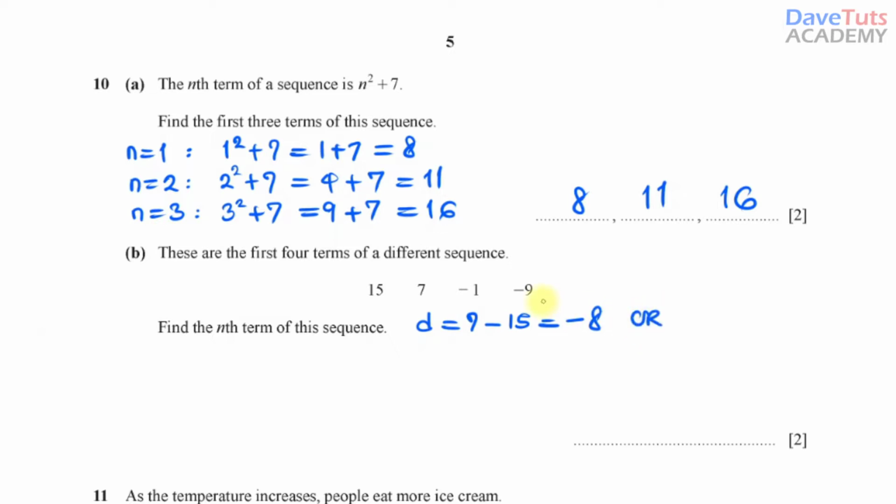7 minus 15 is minus 8. Or we can say it can also be minus 1 minus 7, or even minus 9 minus minus 1. It's still going to give us, like in the case of minus 1 minus 7, that is still minus 8. So it is consistent all through.